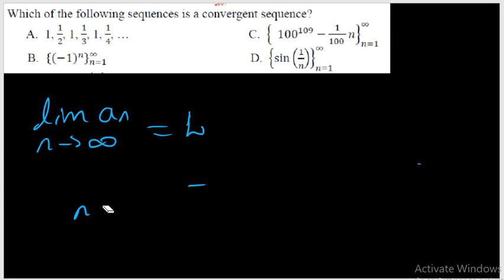And what about c? When you go to c, the limit of 109 minus 1 over 100 times n as n goes to infinity.